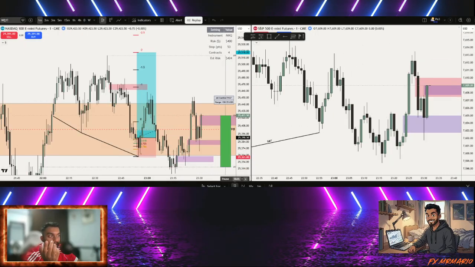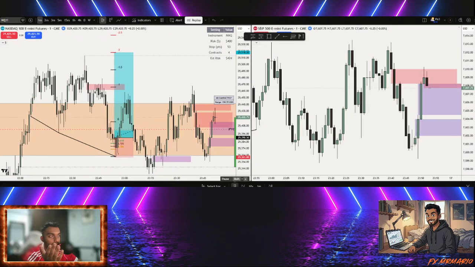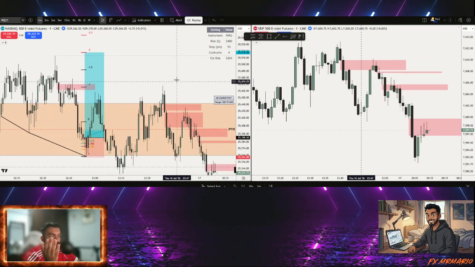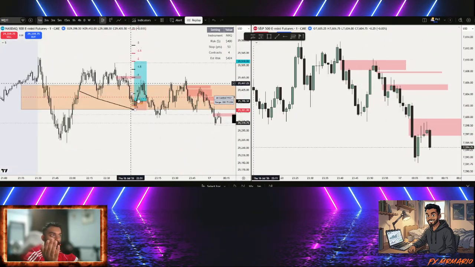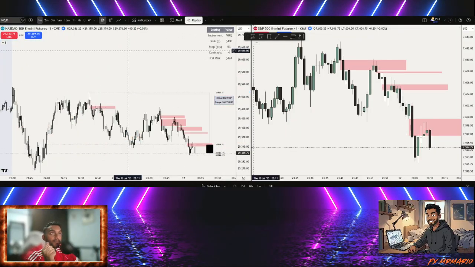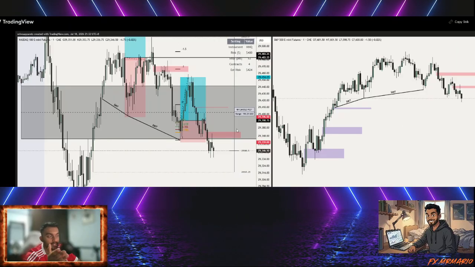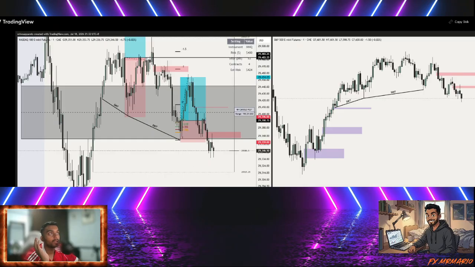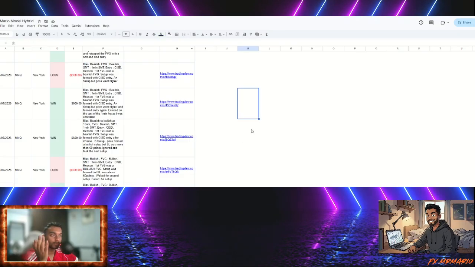So this was a heavy manipulation day, right? And that's why I call it a lucky win, because right after that, what do you see? It's just going sideways, right? So this was really a lucky win, right? Although yes, we followed everything right to the T, and it is a win, right? Because we followed the rules.